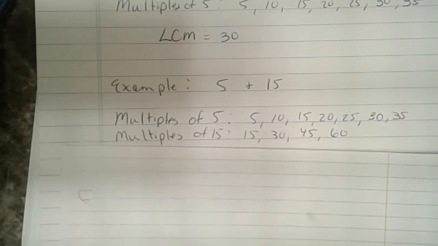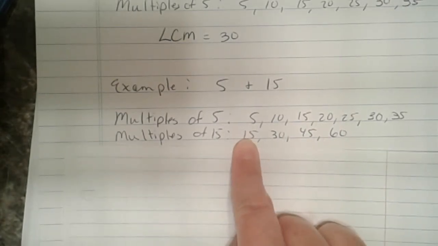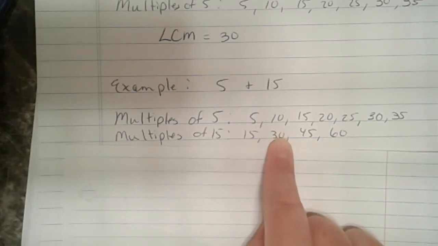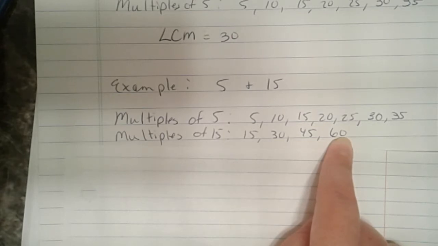Okay, let's look at the multiples of 15. That was your second step of this. 15, 30, 45, and 60. And we can go on, right? 75. Yeah, 75 is a multiple of 15. And we can continue with that. So again, why is that the case? 1 times 15 is 15. 2 times 15 is 30. 3 times 15 is 45. And 4 times 15 is 60.